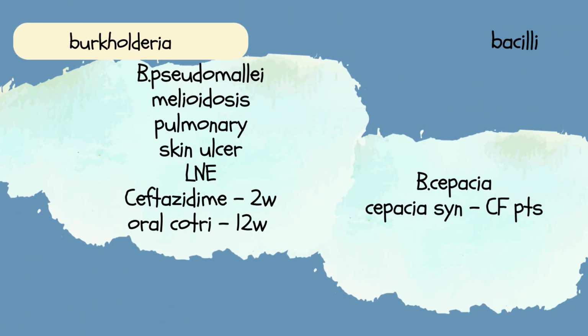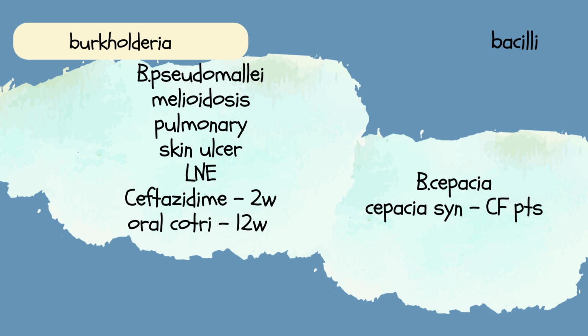Coming to Burkholderia, as I told, Burkholderia has two genus, Burkholderia pseudomallei and Burkholderia cepacia. Burkholderia pseudomallei is a causative organism for melioidosis. It can cause pulmonary manifestations, skin ulcers, and lymph node enlargement. Okay, lymphadenopathy. So there are skin ulcers, pulmonary manifestations, and lymphadenopathy.